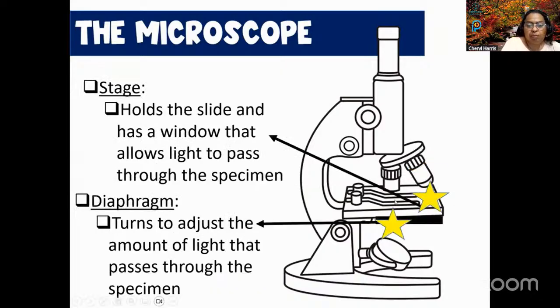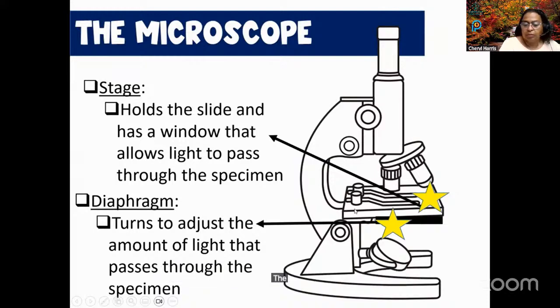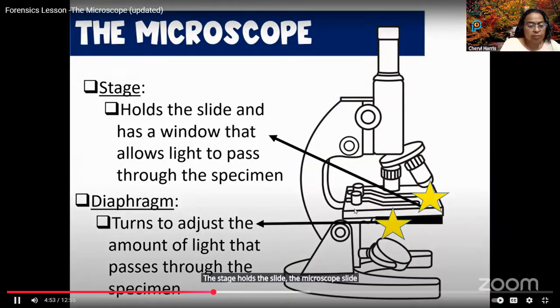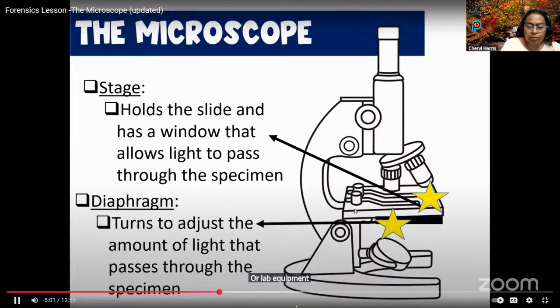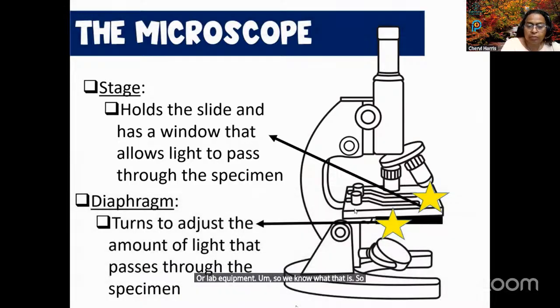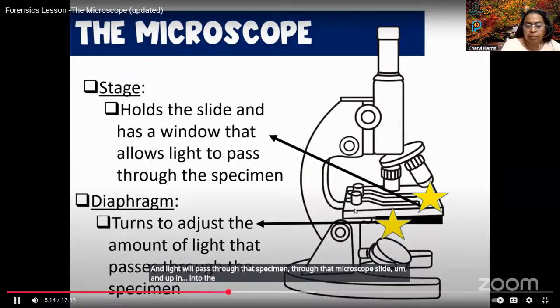All right, right below the objective lenses, you have this black or gray piece on the microscope that's called the stage. The stage holds the slide, the microscope slide. We talked about the microscope slide in a previous lesson where we talked about lab safety or lab equipment. So we know what that is. So the stage holds the microscope slide, which generally holds the specimen, and light will pass through that specimen, through that microscope slide, and up into the objective lens.